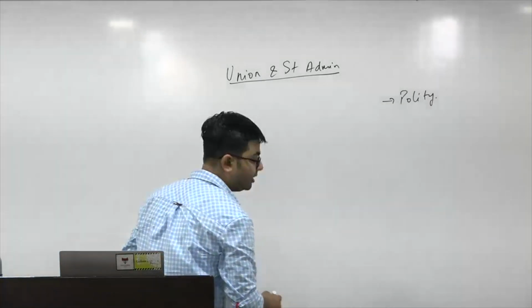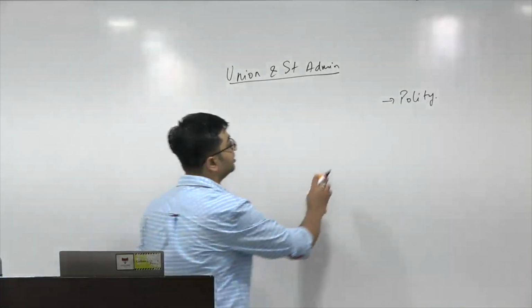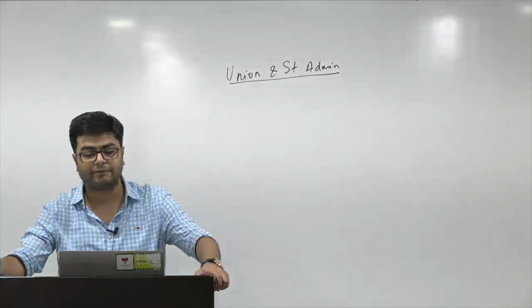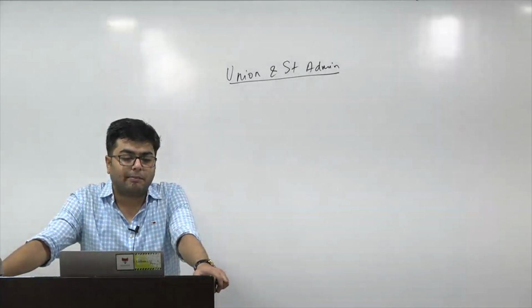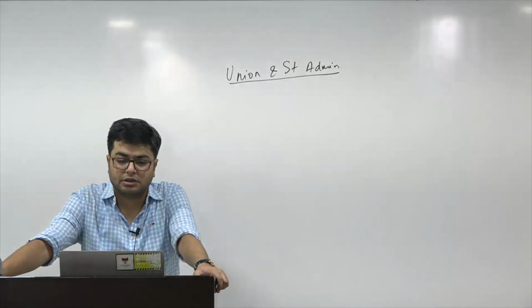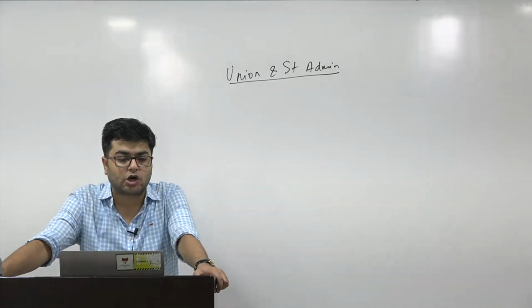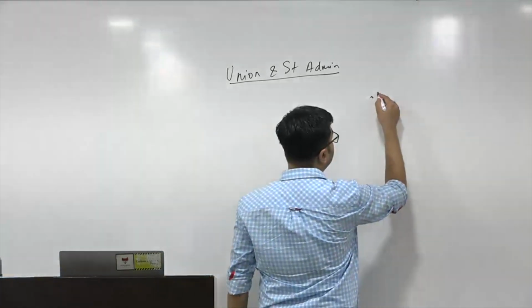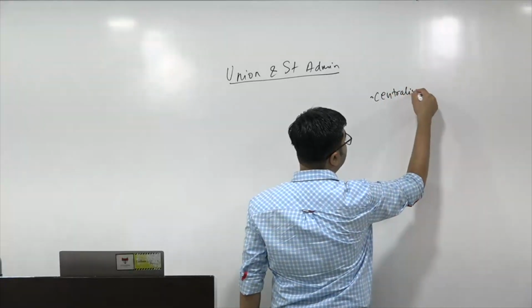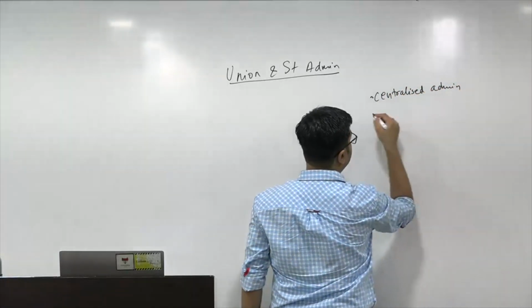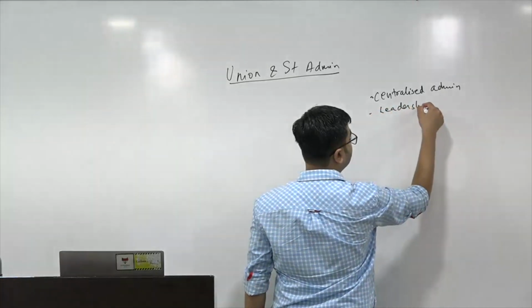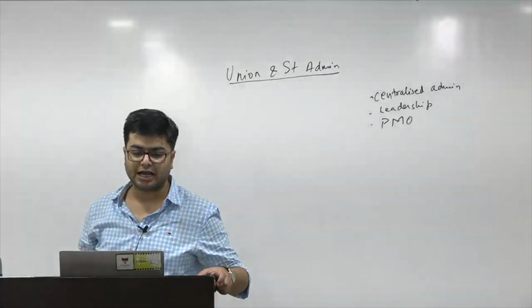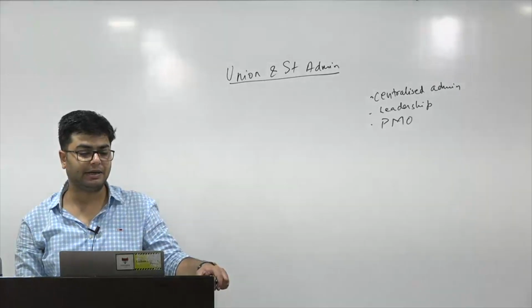First, I'll be looking at the union government aspect, and through the PYQs, like we have been doing, we'll look at this. Dominant central administration is correlated with decisive and authoritative leadership provided by the PMO. Now there are three keywords: centralized admin, leadership, PMO. Explain with suitable examples since independence.